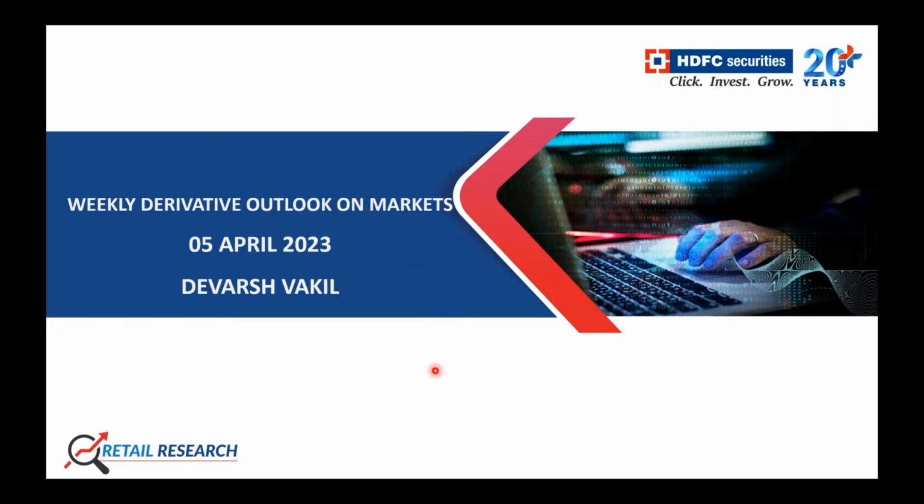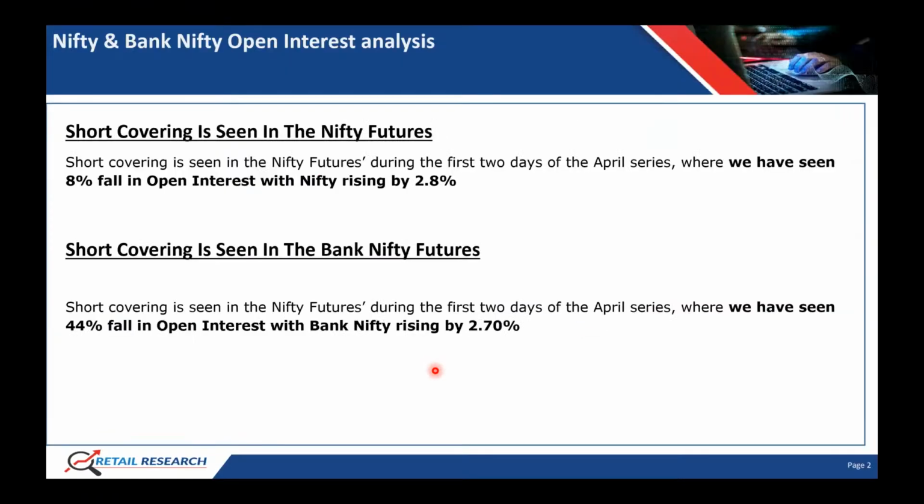All right. So let's start with the market outlook. What we have seen is short covering in the Nifty and Bank Nifty in the first 2 days of this series. The open interest has fallen by 8%, while Nifty is up by 2.8%. Similarly, we have seen huge short covering in Bank Nifty. The open interest has fallen by 44%, while the Bank Nifty has gone up by 2.7%.